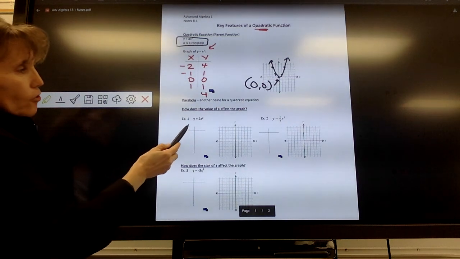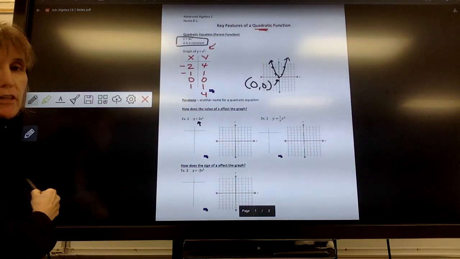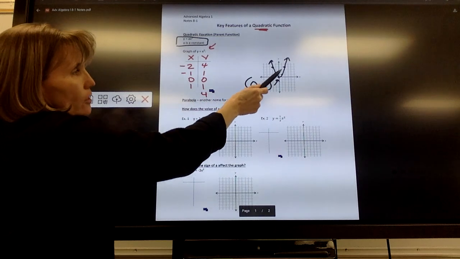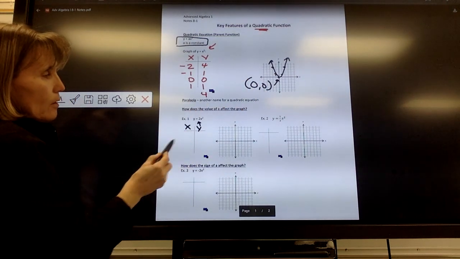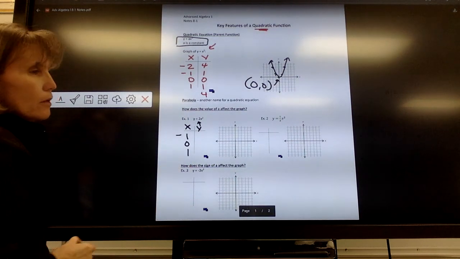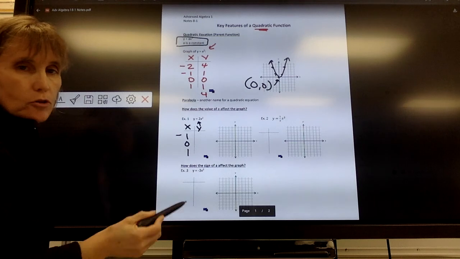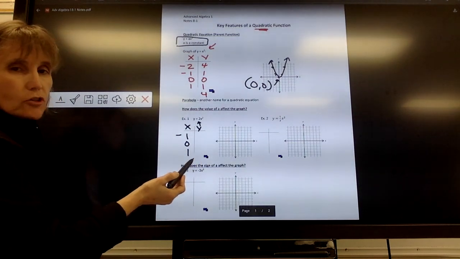How does it affect the graph when we change the a value? So in this case, we're going to increase it from a 1 in the parent function to a 2. Let's see what happens. I'm going to do the same thing. I'm going to put in x values, and I'll just do negative 1, 0, 1 this time. We could put in negative 2 and positive 2 as well. We'll see what happens with these three.